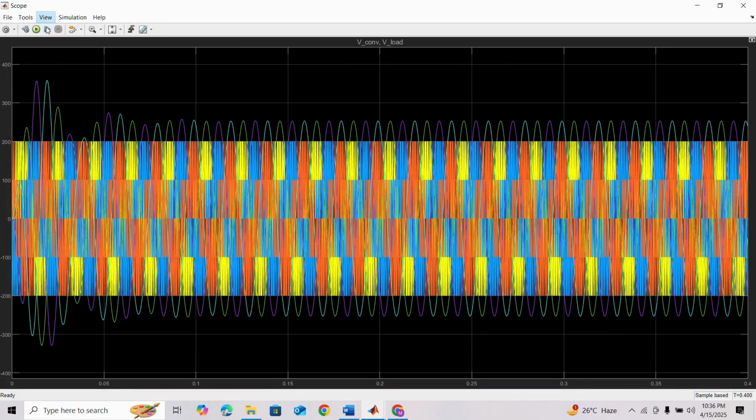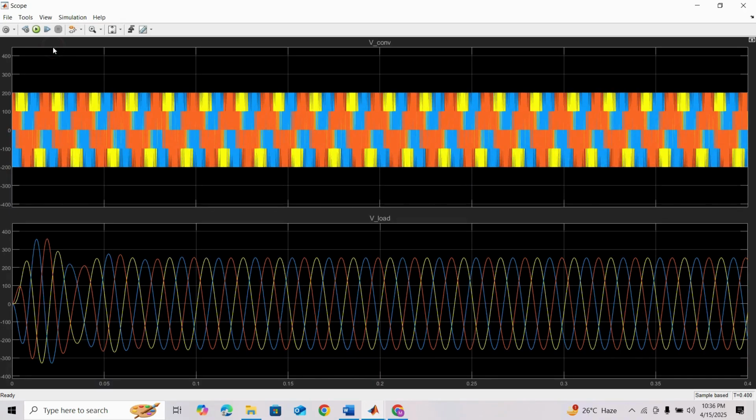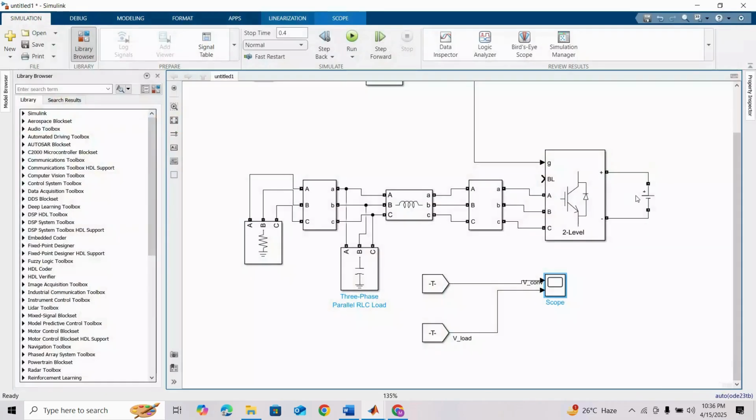and in our view, choose layout. Now you can see this is the output voltage of the converter block, and this is our load. As you can see, we have successfully converted our DC voltage source to AC power using the two-level converter block.